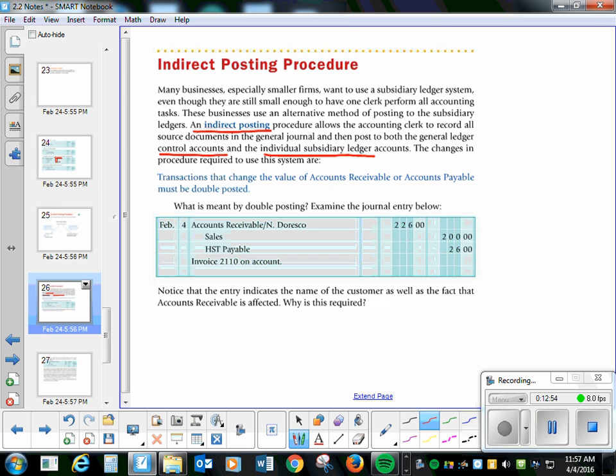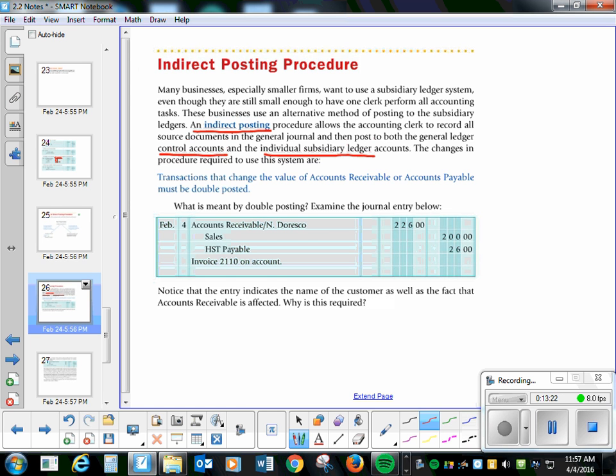The changes in procedure required to use this system: transactions that change the value of accounts receivable or accounts payable must be double posted. So what is meant by double posting? We can look at this transaction here. We have accounts receivable 226, sales credited 200, HST payable 26. Notice that the entry indicates the name of the customer as well as the fact that accounts receivable is affected.